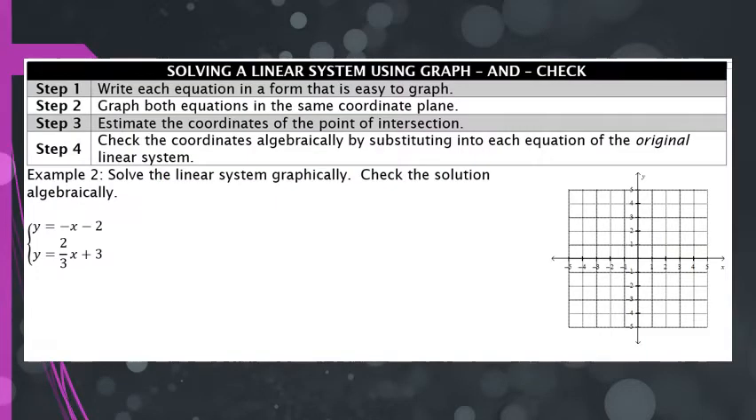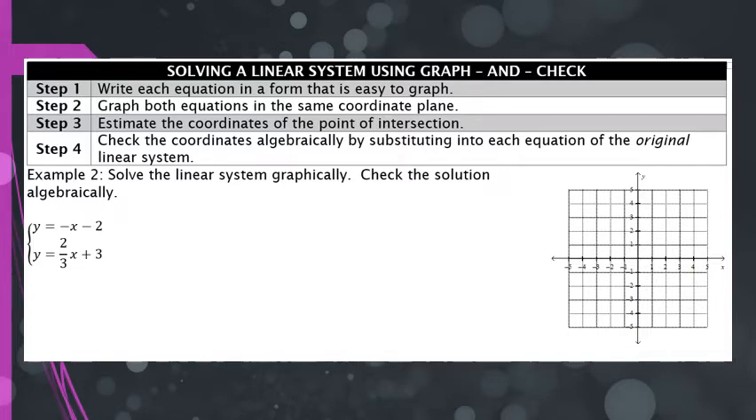Now we're actually going to solve a system. We're going to have 2 equations that we're going to graph, and the solution will be where the 2 lines cross each other. There are some steps here that we'll follow, but you can just look back at them for reference. I'm not going to read them. It says to solve this linear system graphically and then check the solution algebraically. So we're going to get our answer using the graph, and then we're going to plug that answer back in and check to see if it works.